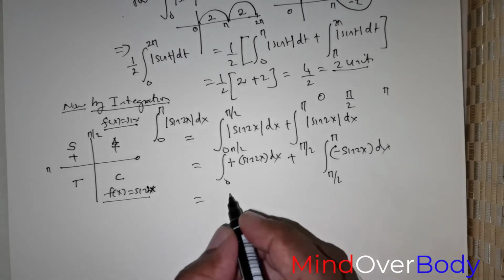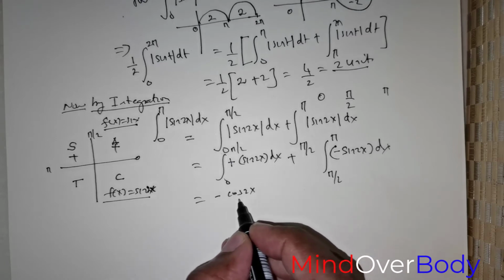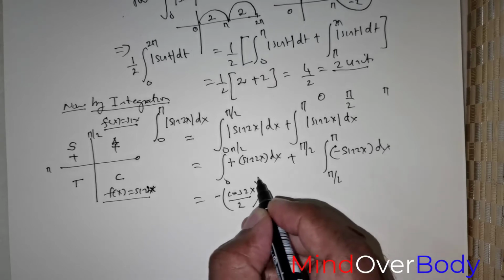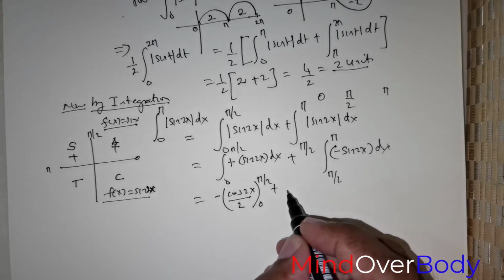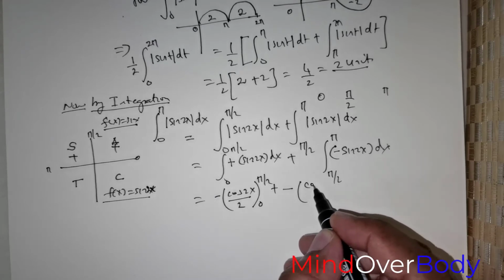So the integral of sin 2x is going to be negative cos 2x, and since the coefficient of x is 2, we divide by that, and we apply the limits 0 to pi over 2, positive. I can take the negative sign out and integrate sin 2x, that's going to be cos 2x.